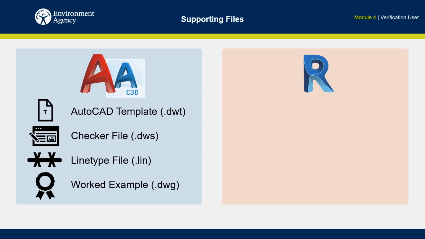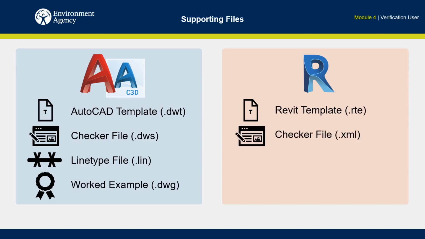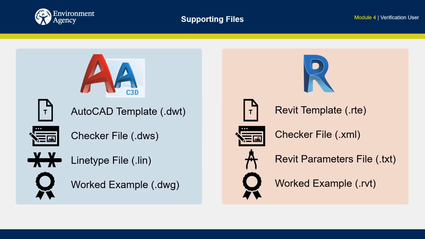Revit support files include a model template. As with the Autocad, this template is configured to the standards and should be used when starting a new model. A checker file containing the key data from the standards. A Revit parameters file containing the project and data parameters compliant with the standards. And a worked example to assist with manual validation.